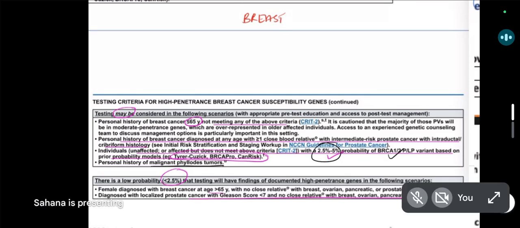Those who have low probability of these high penetrance genes, that is less than 2.5%, there we don't test. Here the chances that you will get BRCA is less than 2.5%. So those are females diagnosed with breast cancer more than 65, but they don't have any family history of these things, and those diagnosed with localized prostate with a very low risk score with no family history. In them you can omit doing BRCA.